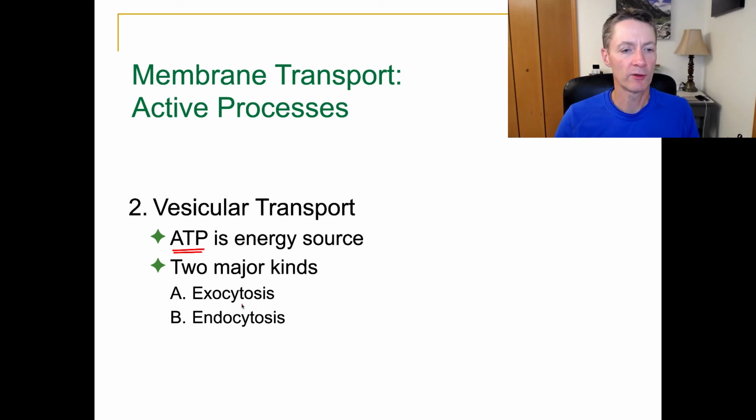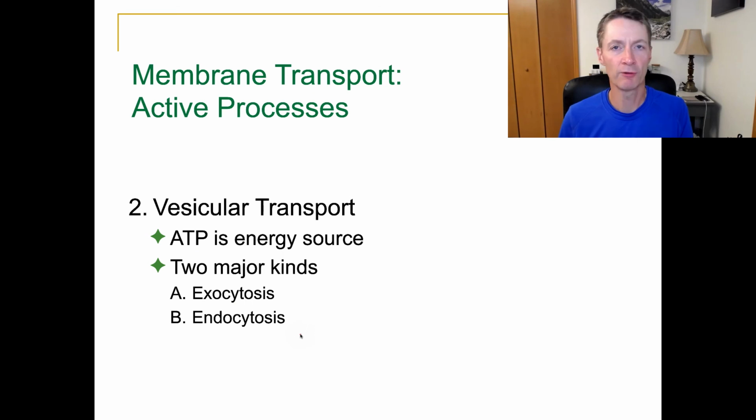And there's 2 major kinds, and you can see in the roots of these words, the roots will help you. Osis can be an abnormal condition or a process. In this case, it is not abnormal at all. These are normal processes. So process is what the meaning is. Cyto is for cell, and exo means out of the cell, and endo means within the cell. So exocytosis is a process by which something is moved out of the cell. And endocytosis is a process by which something is moved into the cell.